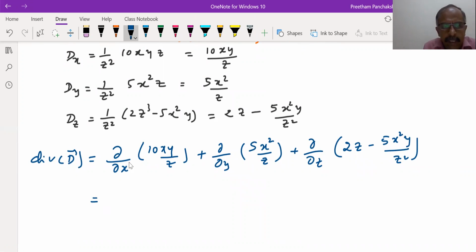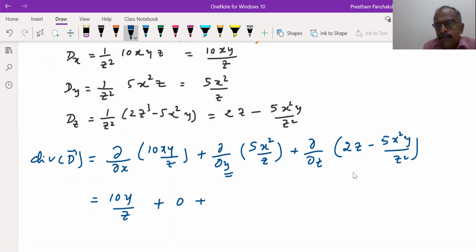The first one is with respect to x. So differentiation of x is 1, 10y by z is constant. Then the second differentiation is with respect to y, but there is no y term here. So 5x squared by z is a constant with respect to y, and the differentiation of a constant is 0.